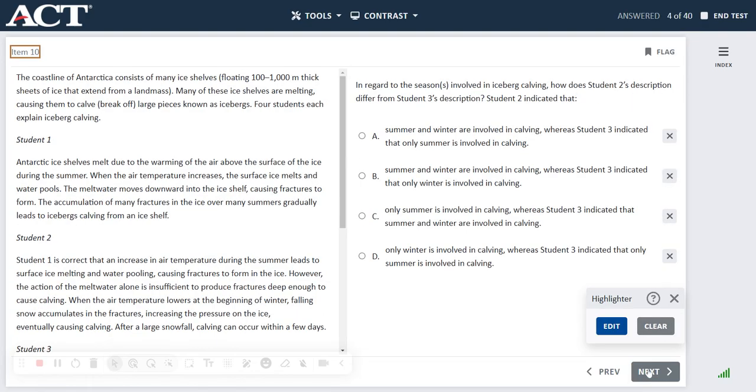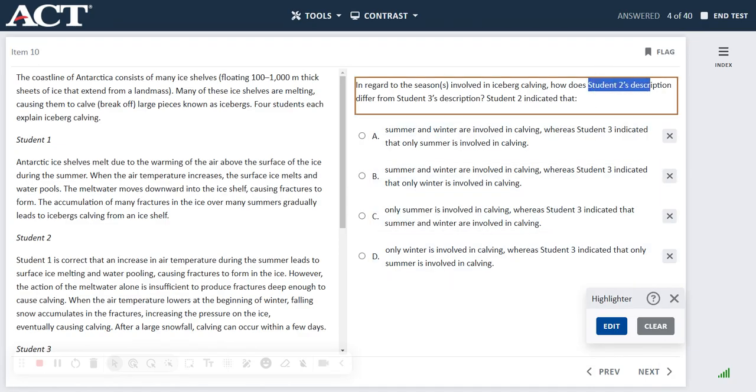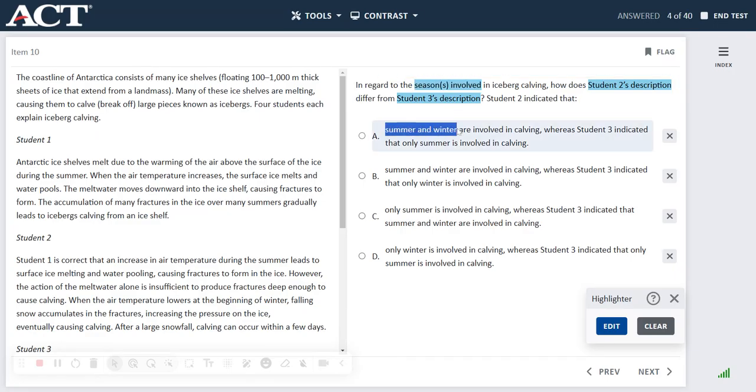Number 10, in regard to the seasons involved, how does student 2's description differ from student 3's description? So we're just looking at student 3 and we're looking at the seasons involved, right? So we look at our answers. We have summer and winter in choice A and B, and only summer, only winter. Okay, so let's see, can I clear the highlighting on this? Nope, let's just clear.